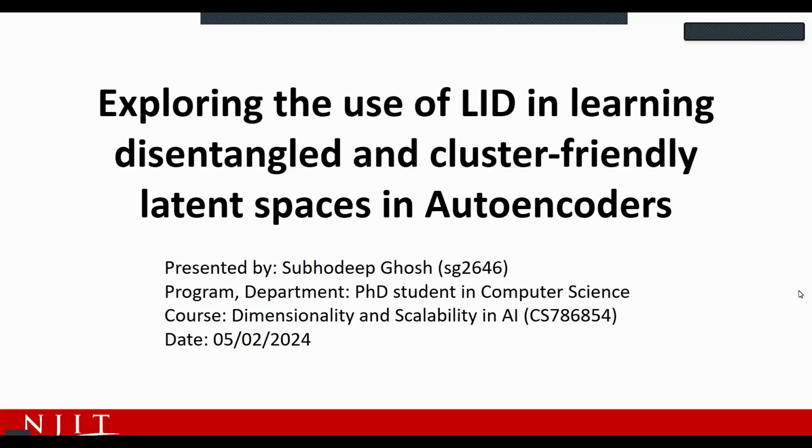Hello everyone, I'm Shubhadeep Ghosh and today I will be presenting my project exploring the use of LID in learning disentangled and cluster-friendly latent spaces in autoencoders.